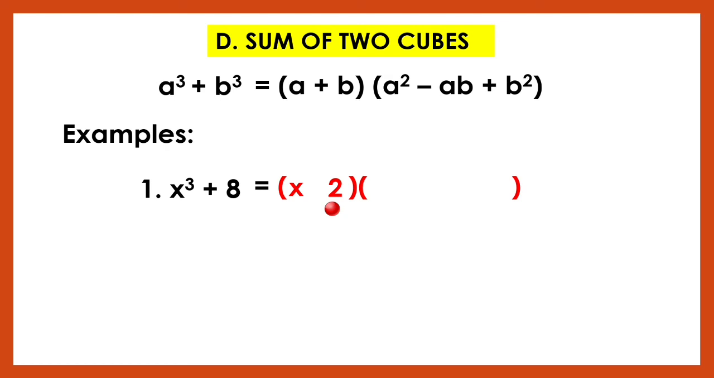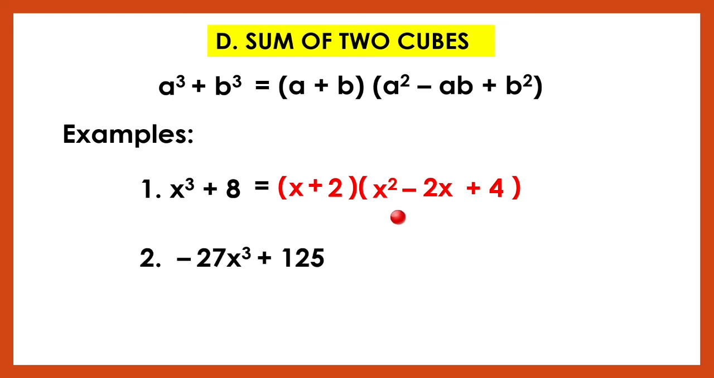4 times 2 is 8. So, positive iyon, so positive din ito. Para makuha yung next term, square natin yung x. That is x squared. Then, kung plus ito, ang next na term is minus. X times 2 is 2x. And then, square ng 2, that is 4. Plus 4. Therefore, the factors of x cubed plus 8 are x plus 2 and x squared minus 2x plus 4. Let's have another example.